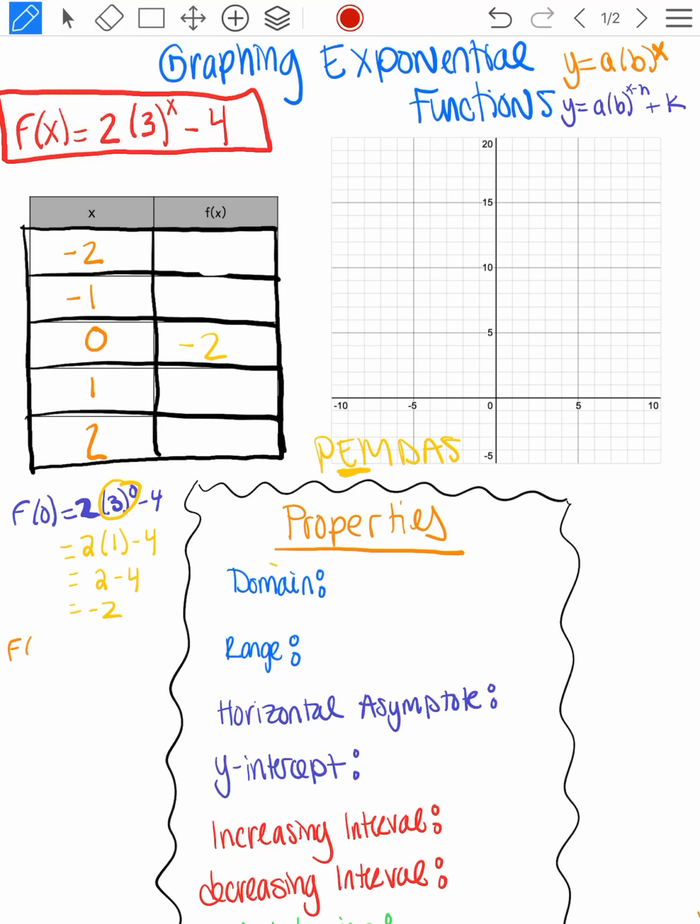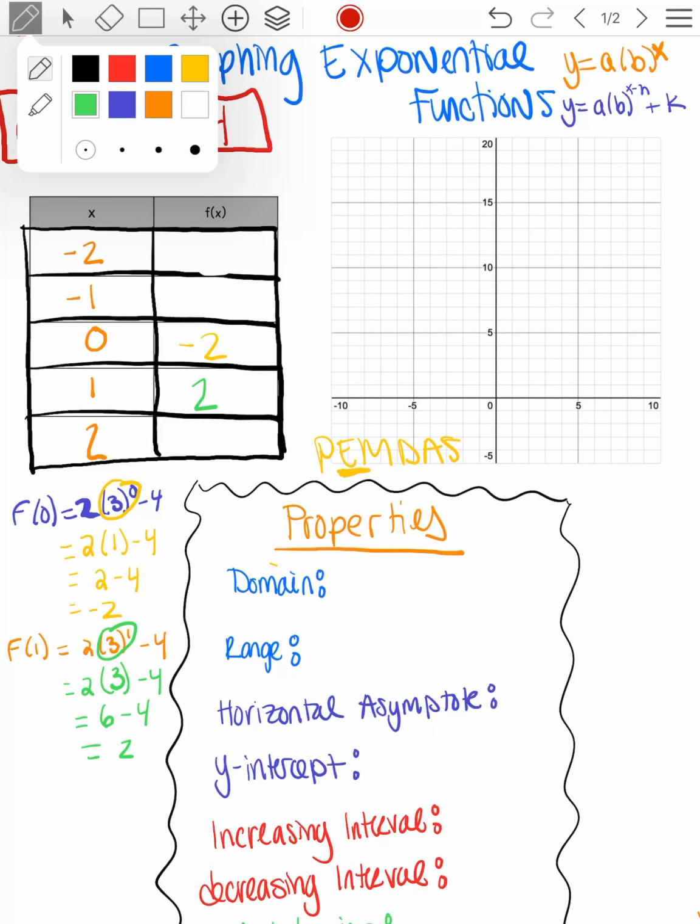So then I'm going to repeat, and now I'm going to substitute in 1. So let's figure out what f of 1 is. So 2 times 3 to the first power minus 4. Again, based on our PEMDAS, exponent is coming first. So 3 to the first power is 3 times 2 minus 4. 3 times 2 is going to give me 6 minus 4. So that's going to give me 2. So when I had an exponent of 1, my y value was 2.